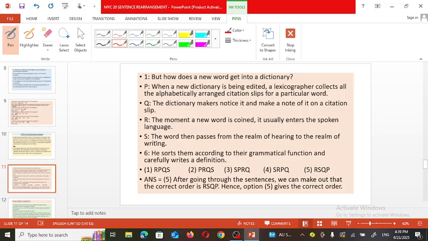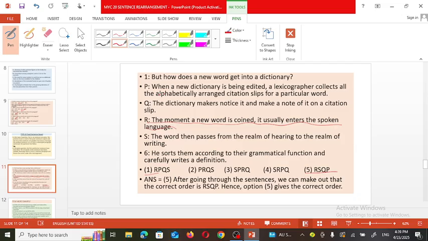Okay, so now here the first statement is, but how does a new word get into the dictionary? So immediately after this statement, the R statement must be there. So what is the R statement? The moment a new word is coined, it usually enters the spoken language. So this must be the first sentence. So in option A, means 1, and option 5, you are able to see the R option there at the first place. Now here after R, the P option is given.